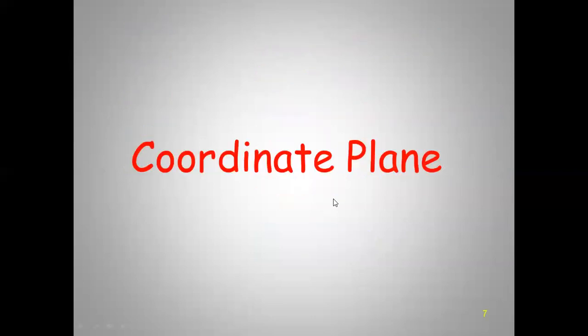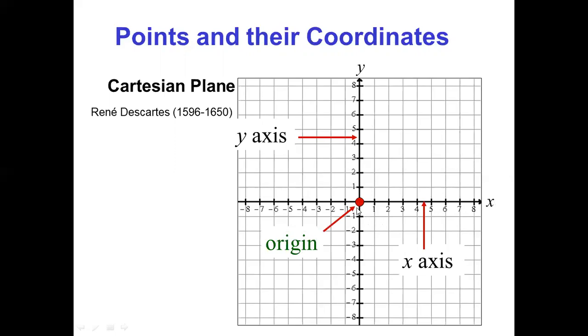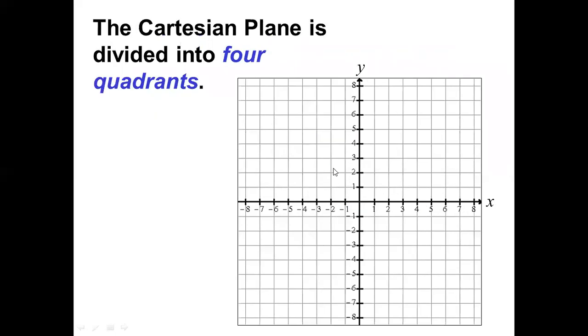Okay, let's go to coordinates. If I have a coordinate plane, I have an x-axis and a y-axis. As we see here, the y-axis is the vertical line, and the x-axis is the horizontal line. On the right side is positive, on the left side is negative. Upwards is positive and downwards is negative. And the point in the middle is called the origin, where we start the graph.